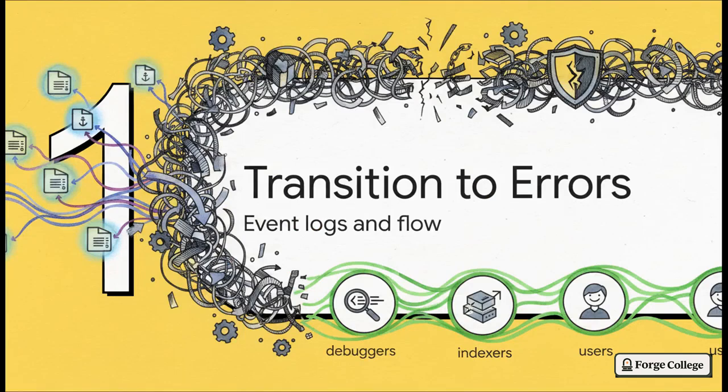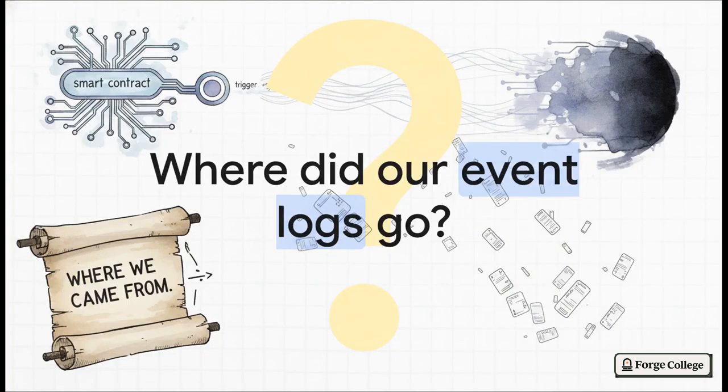Section 1. The transition to errors, event logs, and flow. We spend a lot of time meticulously modeling events. But if your control flow and your error handling are poorly designed, those beautifully modeled event logs might never actually be seen by your off-chain listeners. Error handling isn't just about stopping bad inputs, it dictates exactly what on-chain traces are left behind.